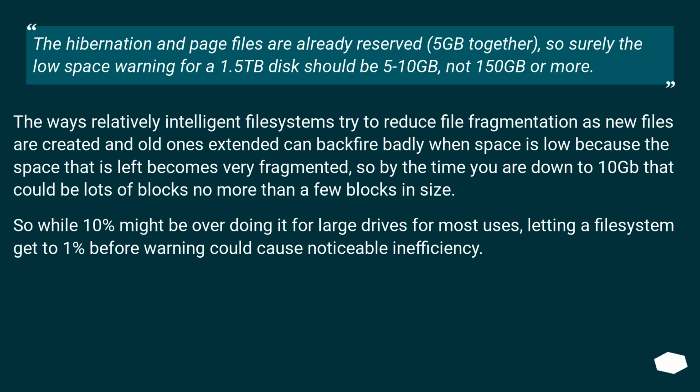The hibernation and page files are already reserved, 5 GB together, so surely the low space warning for a 1.5 TB disk should be 510 GB, not 150 GB or more. The ways relatively intelligent file systems try to reduce file fragmentation as new files are created and old ones extended can backfire badly when space is low, because the space that is left becomes very fragmented. By the time you are down to 10 GB, that could be lots of blocks, no more than a few blocks in size. So while 10% might be overdoing it for large drives for most uses, letting a file system get to 1% before warning could cause noticeable inefficiency.